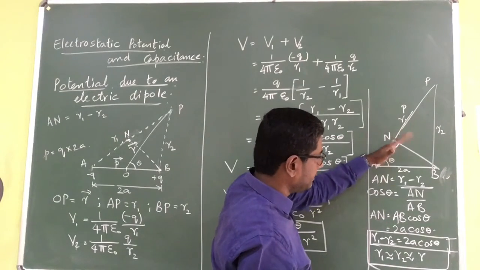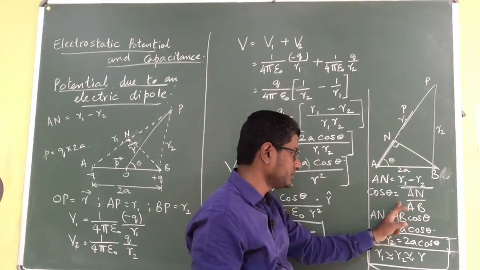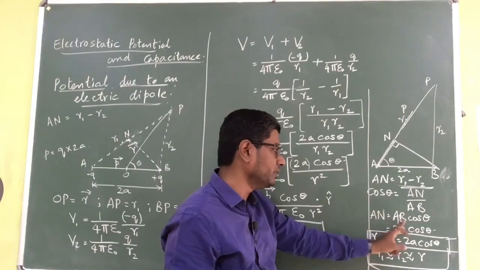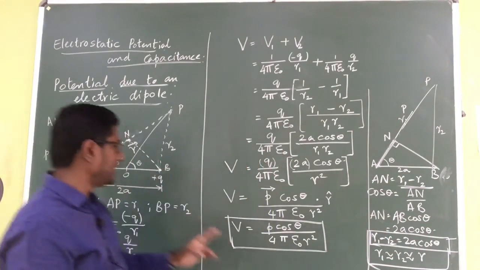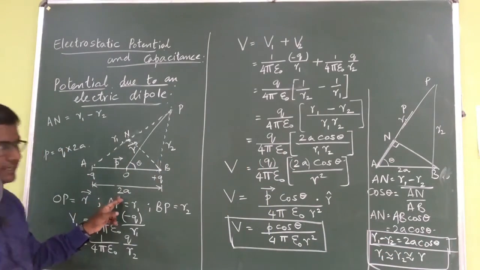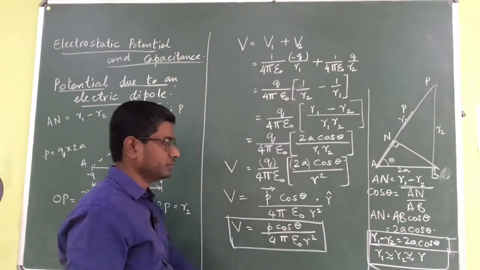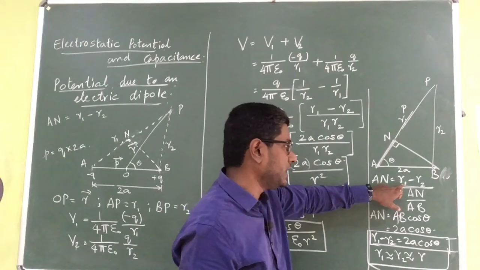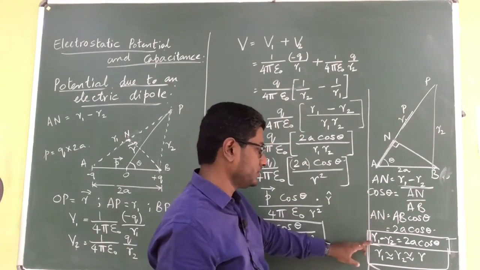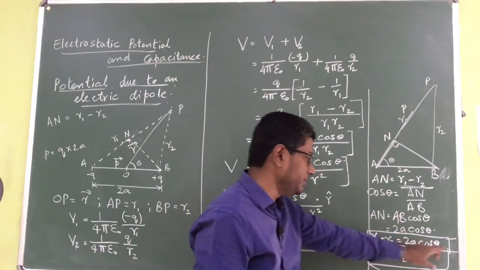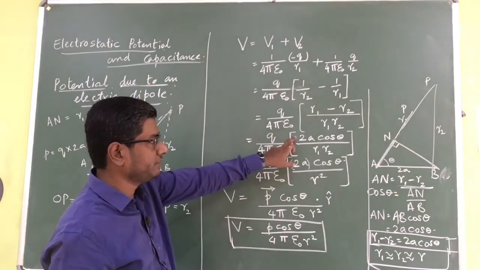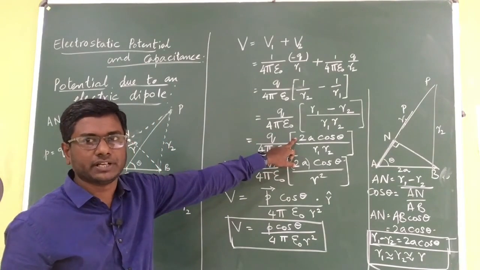We got adjacent divided by hypotenuse, and adjacent will be equal to AB cos theta, and the value of AB is 2a. So it is going to become 2a cos theta. That AN was already r1 minus r2. So that r1 minus r2 will be equal to 2a cos theta, which I will be substituting in the numerator.